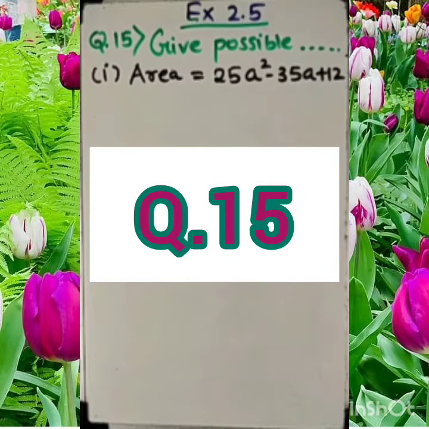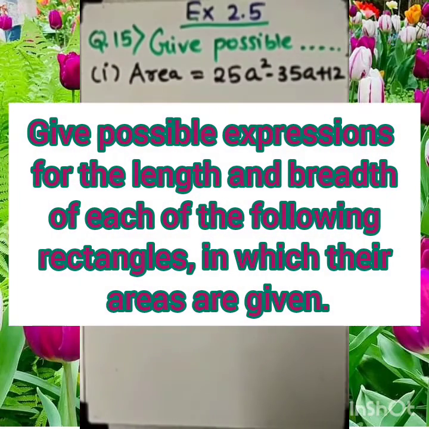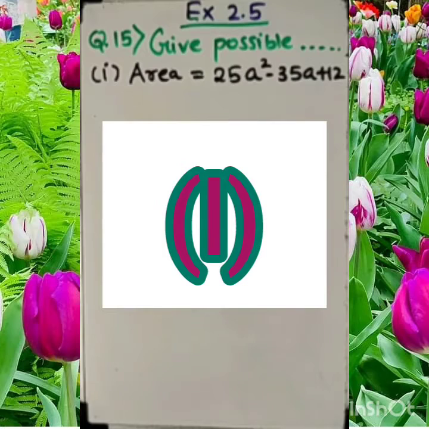Here, question number 15 of exercise 2.5 is in front of you. Let me read the question. Give possible expression for the length and breadth of each of the following rectangles in which their areas are given. So dear student, here in the question we are given the area. We have to split it.